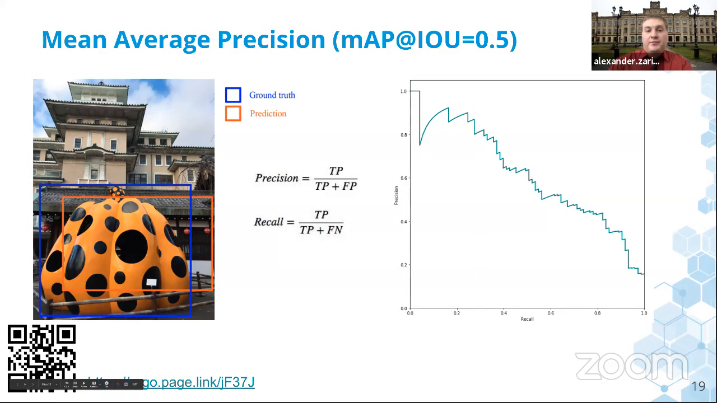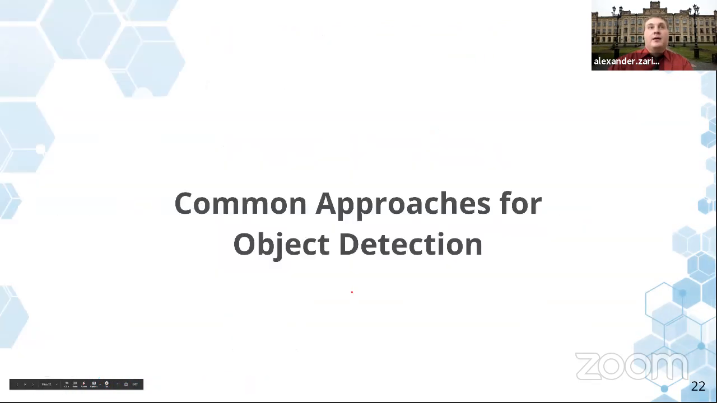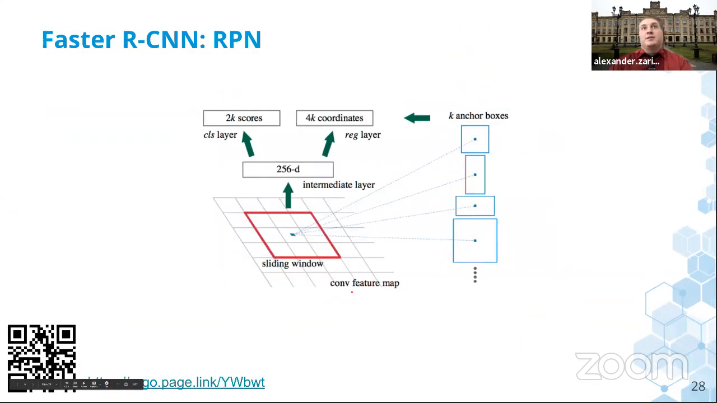Why do we have 2K scores for the classification layer in the Faster RCNN? Good question. Let's move on to Faster RCNN. So here we're predicting 2K scores for predicting whether this sliding window is containing some object or not. And these 2K scores correspond to two classes. First class is foreground and second class is background.